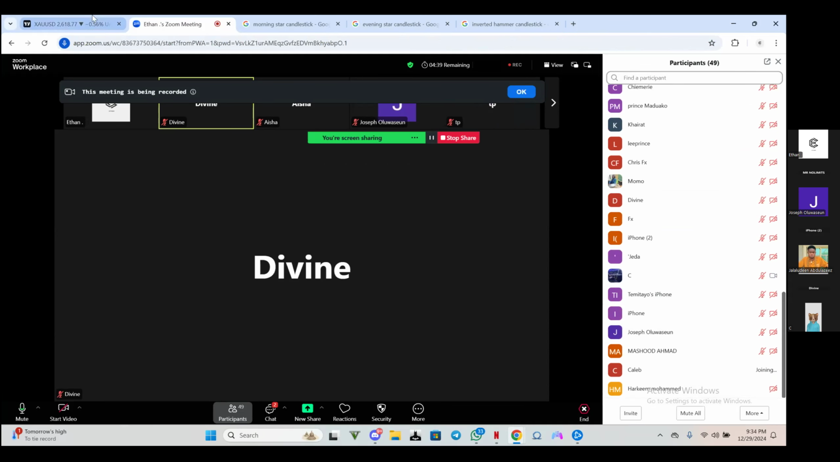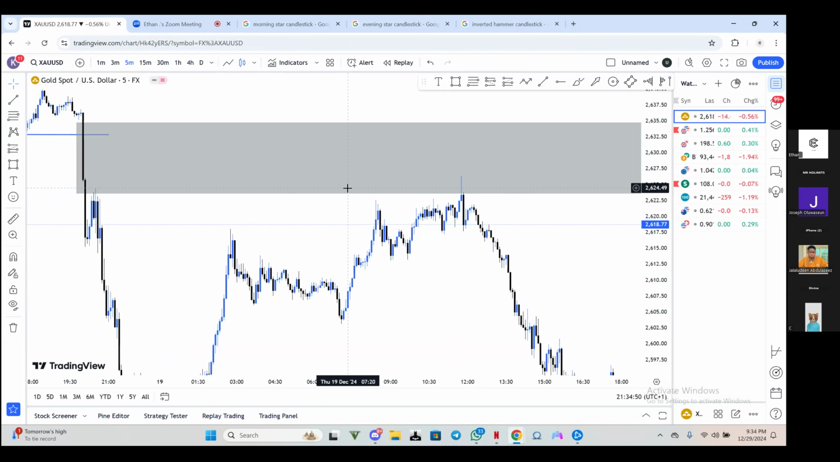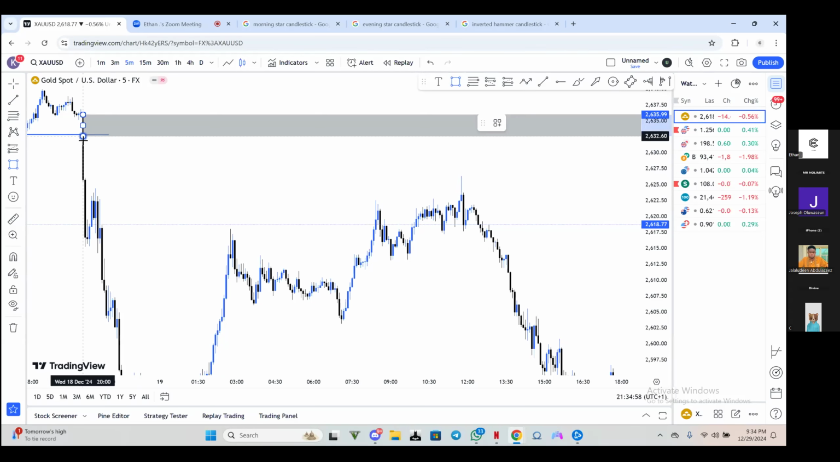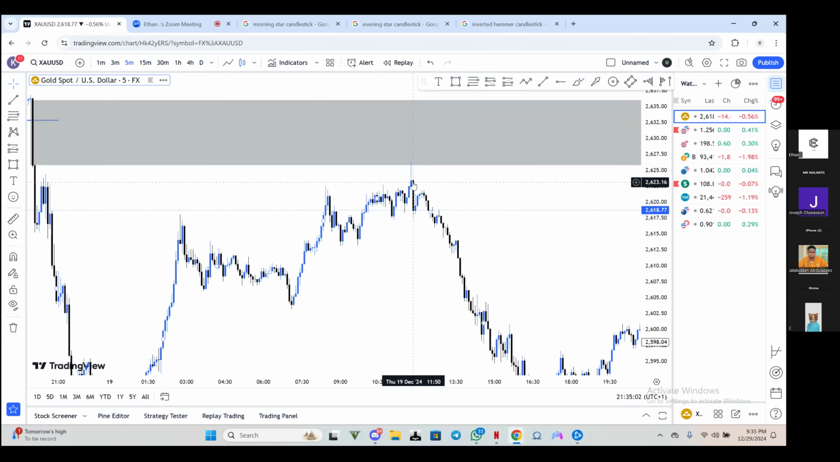So, like I was saying, inside the fair value gap, we still have another fair value gap here like this. So you can take this 15 minutes fair value gap and mark out the 5 minutes fair value gap. This is the 5 minutes fair value gap. So as you can see, price action tapped into the fair value gap.